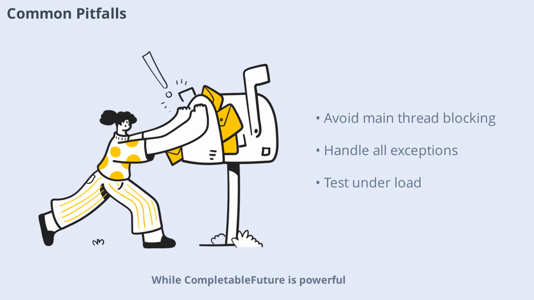While CompletableFuture is powerful, there are some common pitfalls to watch out for. Blocking the main thread can lead to performance issues. Forgetting to handle exceptions may cause silent failures. Overusing the common ForkJoinPool can lead to resource contention. Always consider the impact of your concurrency choices and test thoroughly under load.